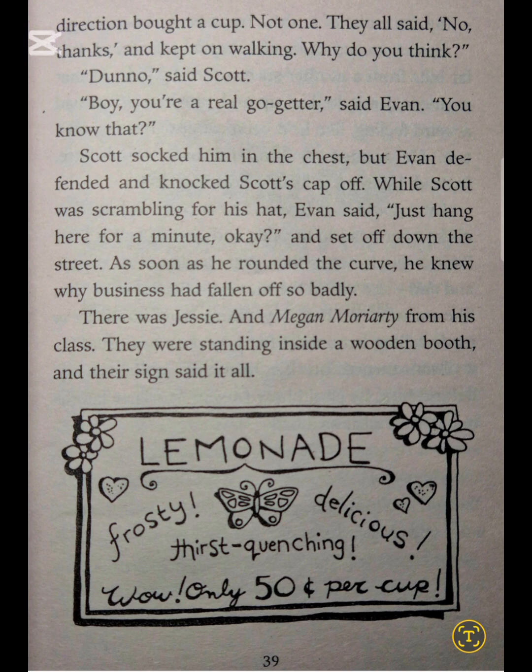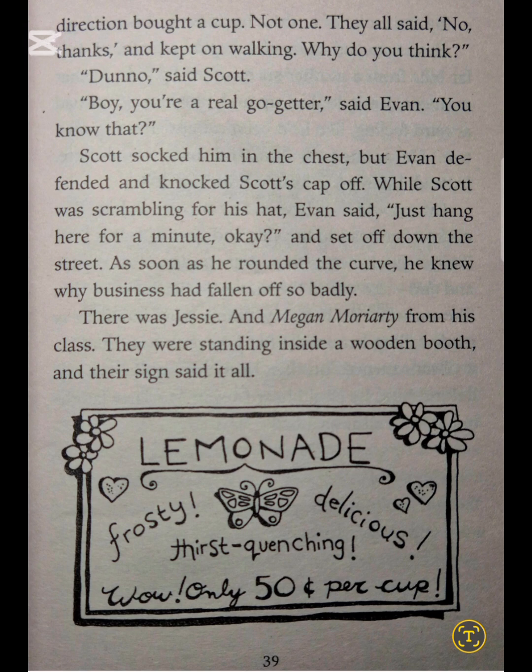"Why do you think?" "Don't know," said Scott. "Boy, you're a real go-getter," said Evan. "You know that? A go-getter working hard." Scott socked him on the chest, but Evan defended and knocked Scott's cap off. While Scott was scrambling for his hat, Evan said, "Just hang here for a minute, okay?" And set off down the street.